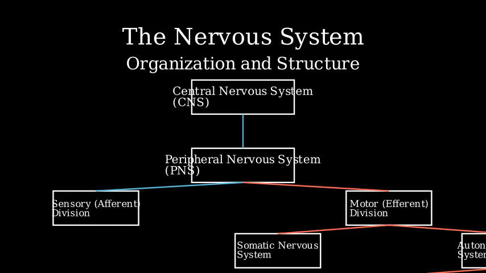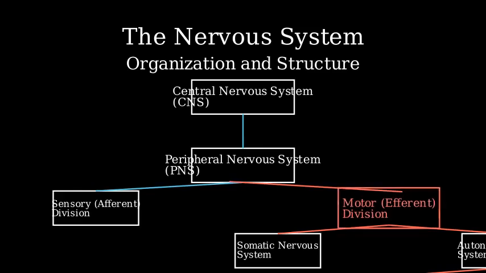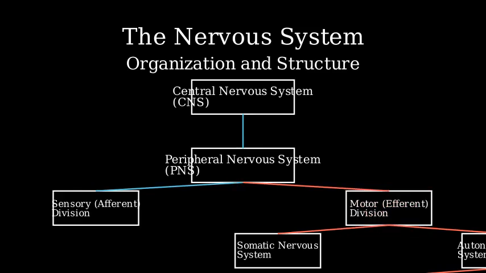Let's review the flow of information. Sensory information travels through the PNS to the CNS, which then sends motor commands back through the PNS. These commands can trigger either voluntary responses through the somatic system or involuntary responses through the ANS, which can be either excitatory through the sympathetic division or inhibitory through the parasympathetic division.